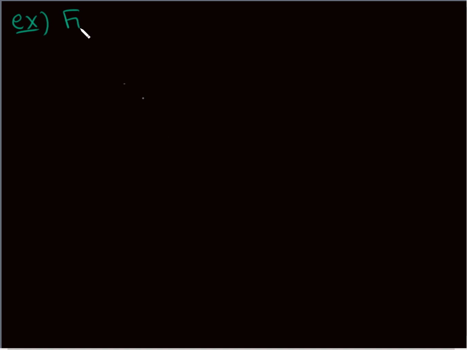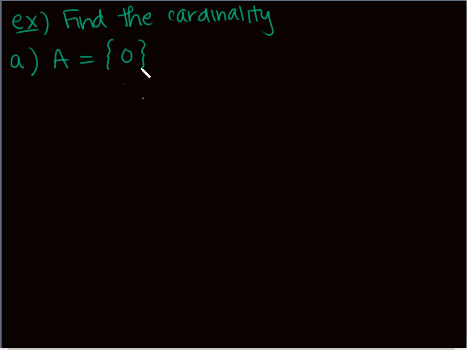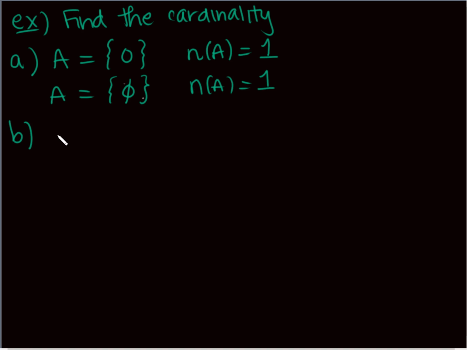All right, let's look at a couple examples. Find the cardinality of each set. I'm just going to put find the cardinality because I'm getting a little lazy. All right, so part A. What's the cardinality of that set? Well, it would be 1. There is an element in this set, and the element is the number 0. Actually, if A was the empty set, this one is also 1, because there is 1 element in this set, and that element is the empty set. That one's a little bit weird, I know.